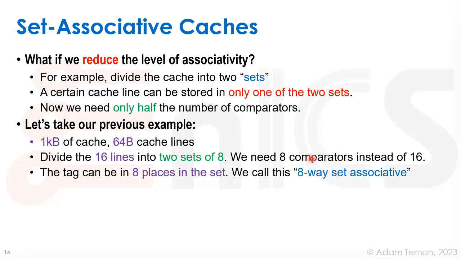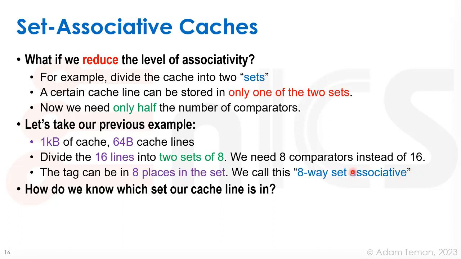And this is called 8-way set associative, because we have 8 places that we can put the cache line in instead of the fully 16 places that it could be put in. So this is called 8-way set associative, and if it was a different number of ways or a different number of places we could put it in, we would call it 2-way, 4-way. In other words, N-way.